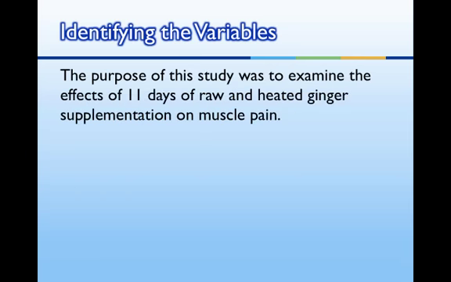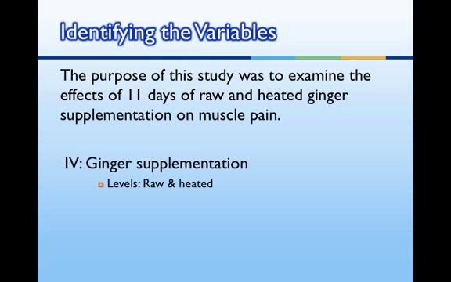Let's look at another. The purpose of the study was to examine the effects of 11 days of raw and heated ginger supplementation on muscle pain. The independent variable will be ginger supplementation. In this example, we have two levels. One would be heated and one would be raw. The dependent variable would be muscle pain.